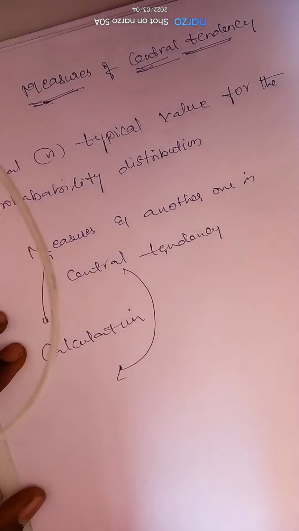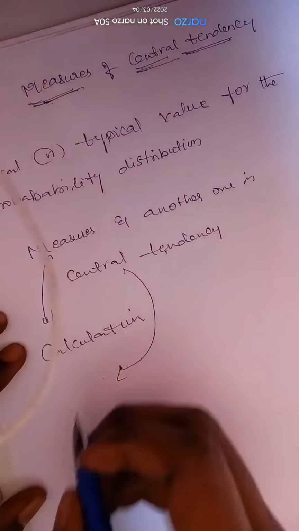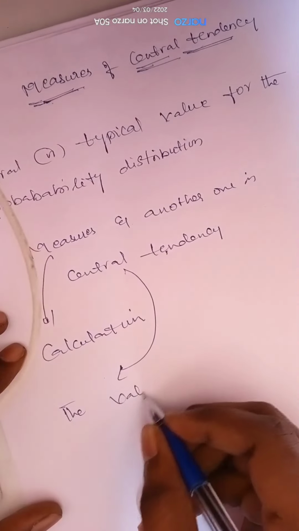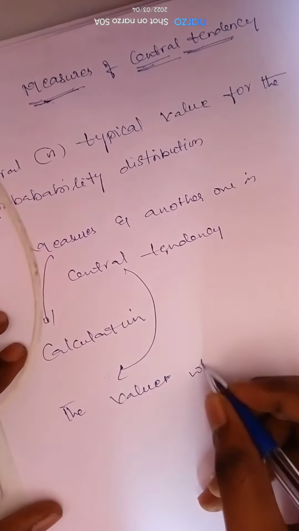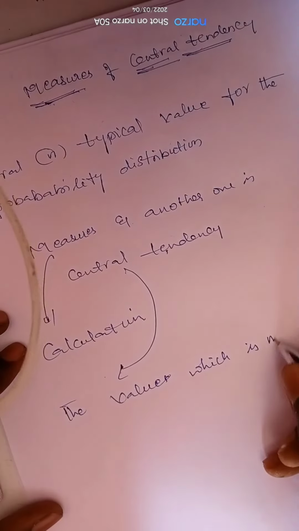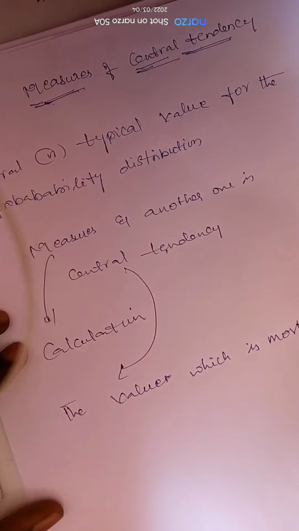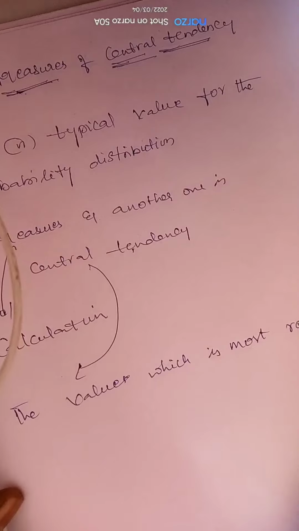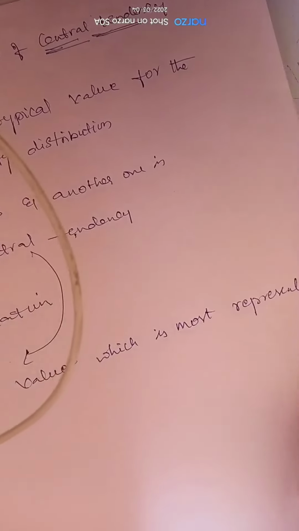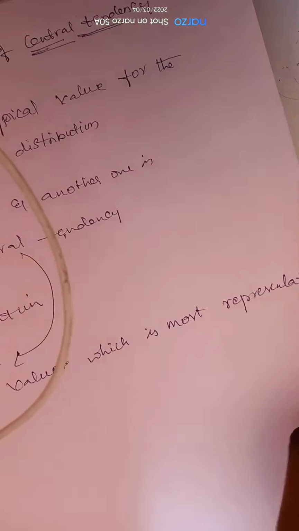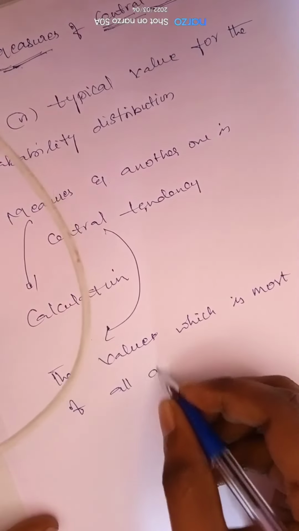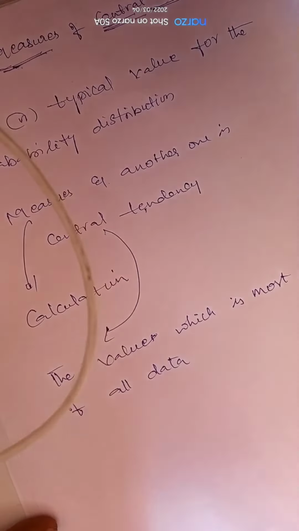Central value is nothing but the value which is most representative of the whole data set, meaning a single value gives the entire information about the collected data.